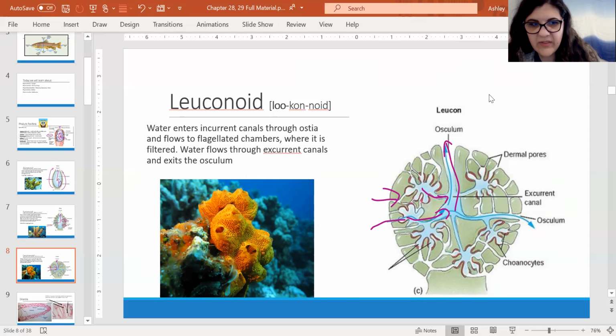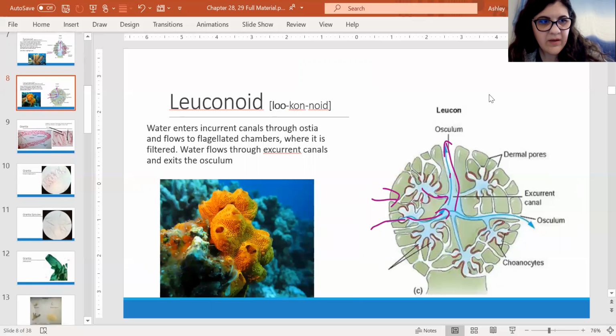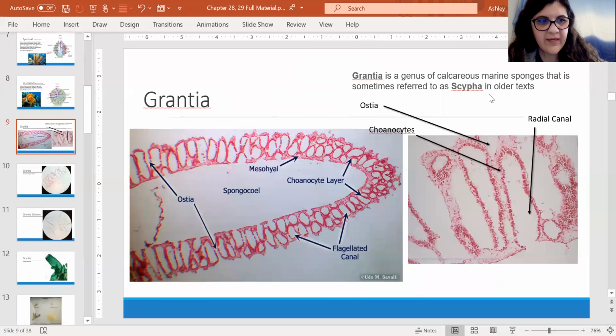It's much more asymmetrical and disorganized, but it has distinct regions where water flows in, along the whole body of the sponge, and then usually one main osculum that flows outward. You can see that here it's much more asymmetrical. And so that's the three types of sponges.